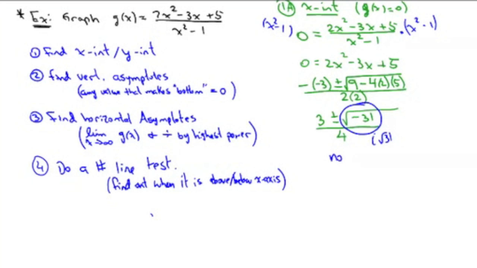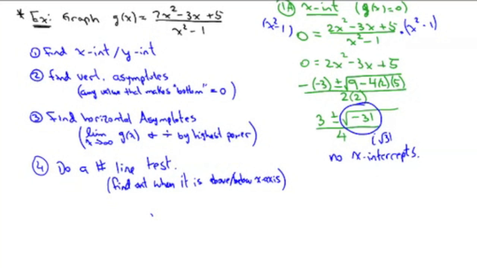So no x-intercepts. Even though we're not finding them, that's important information. That means the graph can never, ever, ever cross the x-axis. Won't even touch it. All right, so there's x-intercepts.